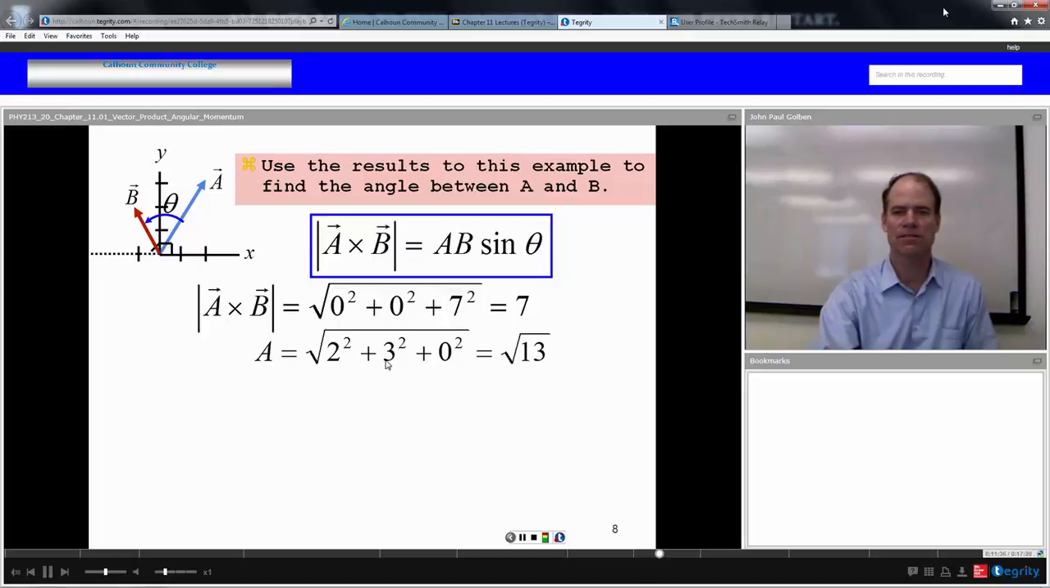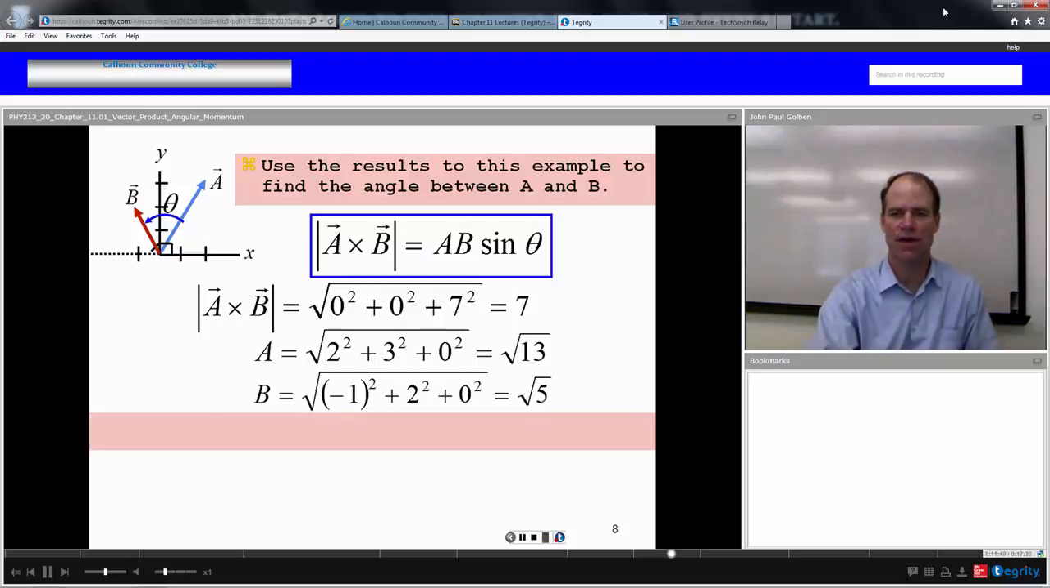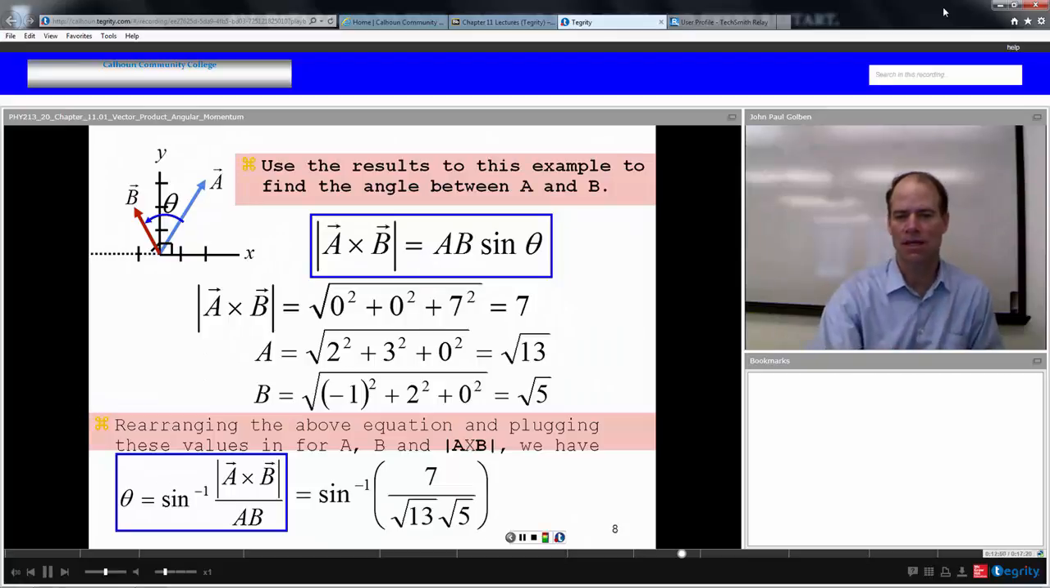The magnitude of A will be 2 squared plus 3 squared plus 0 squared, square root of 13. The magnitude of vector B will be negative 1 squared plus 2 squared plus 0 squared, square root of 5. Solving for theta, we have that theta is equal to the inverse sine of the magnitude of A cross B over the magnitude of A times the magnitude of B. That's the inverse sine of 7 over the square root of 13, square root of 5, which gives us 60.2 degrees.